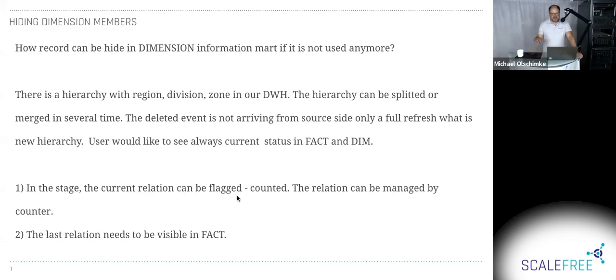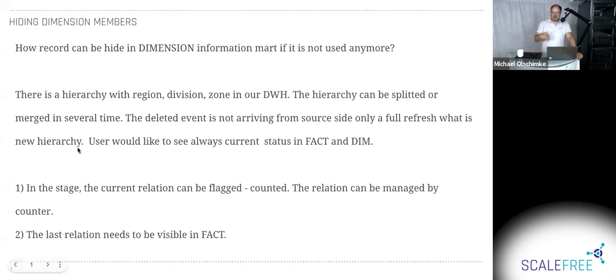So let's see. Okay. So that's a question about, on face value, dimension members, but it's all about how to hide dimension members which are not required anymore. It boils down to records from the source system that arrive every day. My understanding is it's not a full load, which is part of the problem here. They only receive the new relationships, essentially. They say full refresh here, but only the new hierarchies.